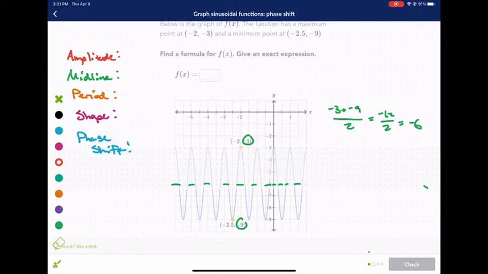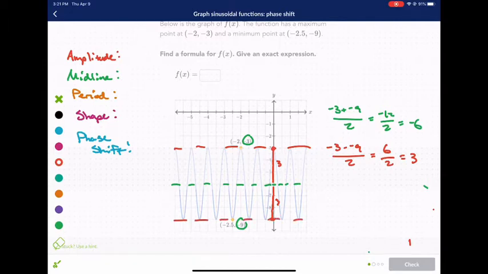What about the amplitude? You can kind of count on your graph. There's also a formula for it. If instead of adding the max and the min, we subtract the two and then divide by 2, and then take the positive value of that, it's going to be 3. So the amplitude is 3. In order to get to the max and the min from the midline, you only have to go up and down 3. That's the amplitude. It's the boundary of my graph. So the amplitude's 3, the midline's -6.